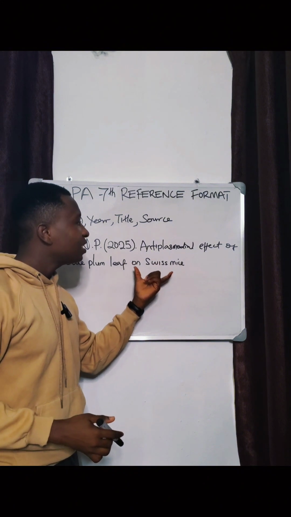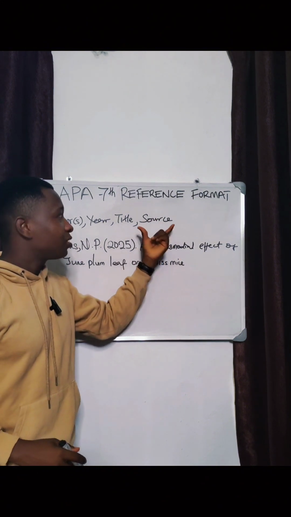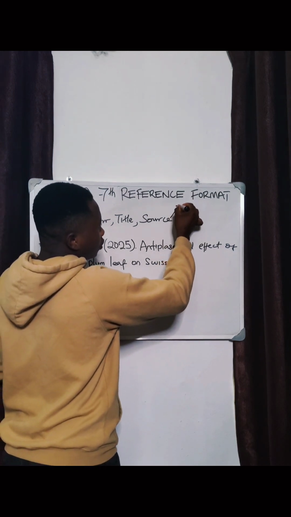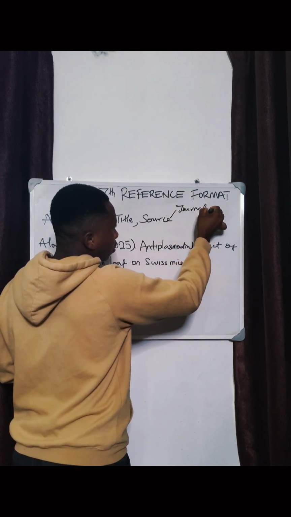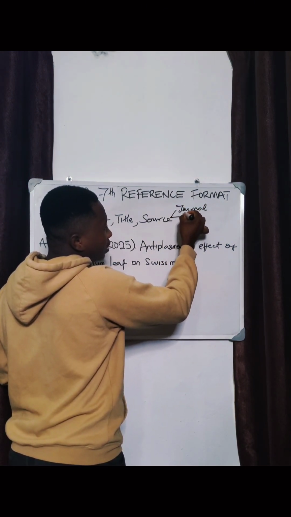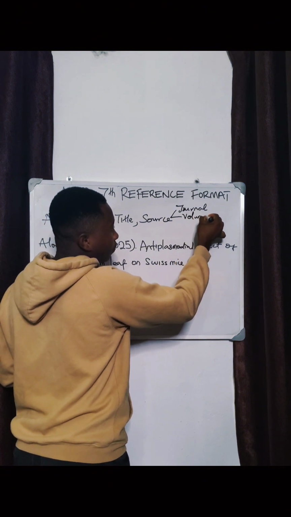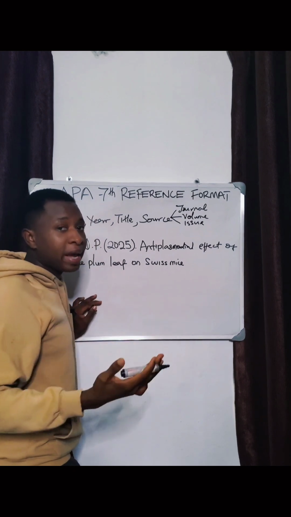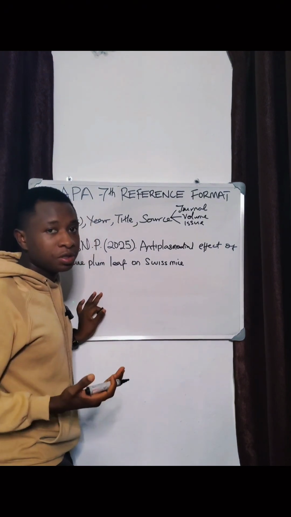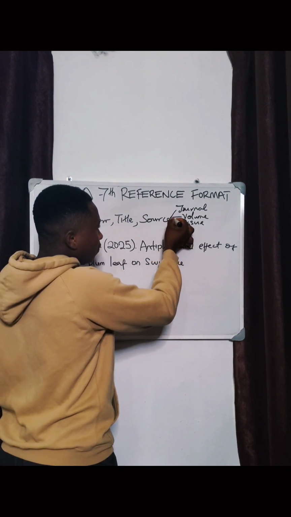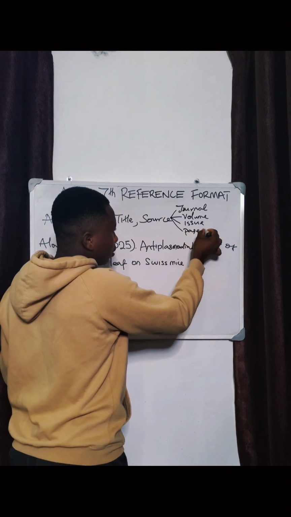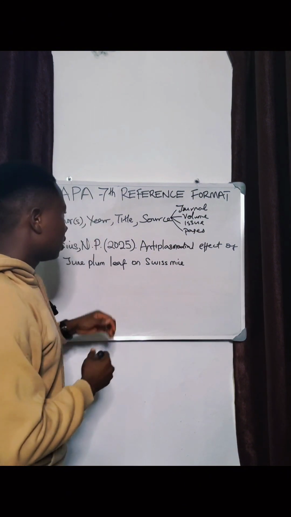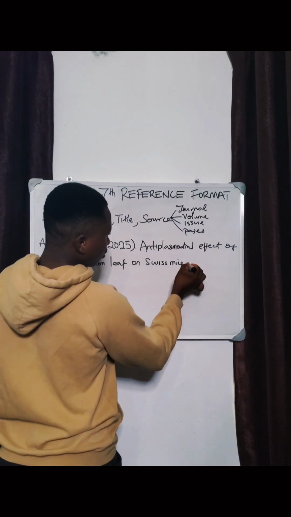Now, immediately after the title, we're going to look at the source, and the source is divided into different parts as well. We have the journal, we have the journal volume, we have the journal issue, if applied, as the case may be, because some journals don't have issue. Then we also have the pages where you can find that particular work in that journal. All right. Now, after this, you put a full stop.